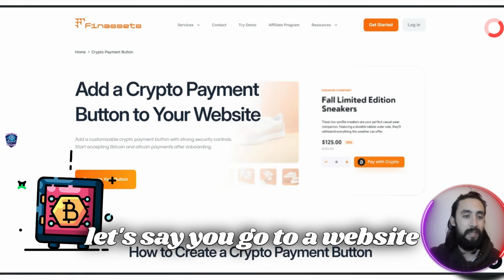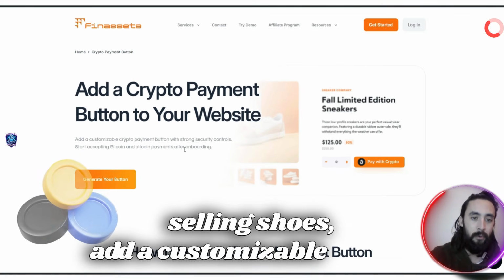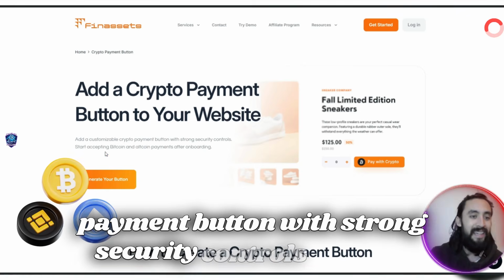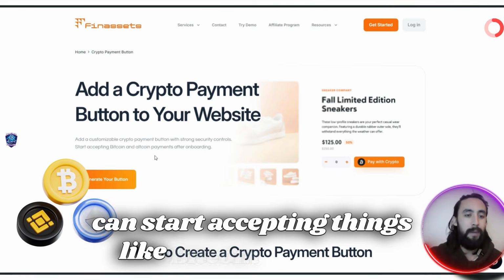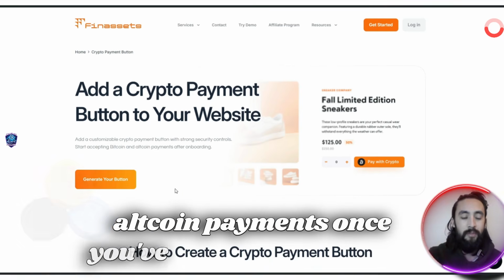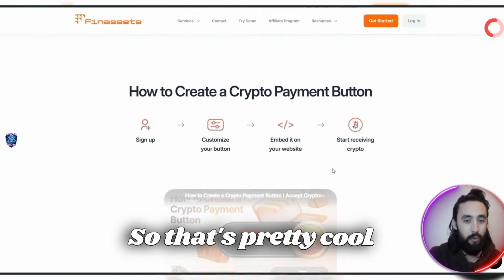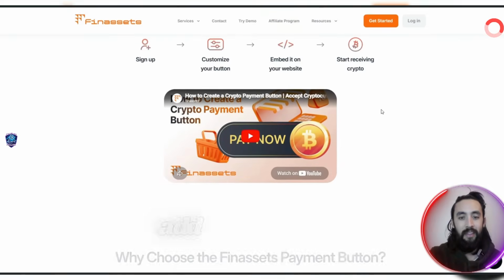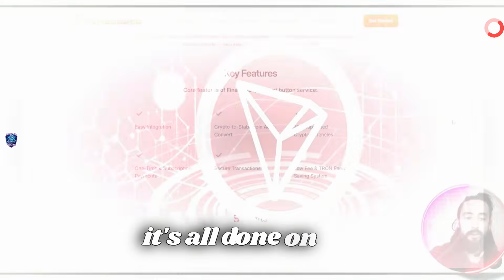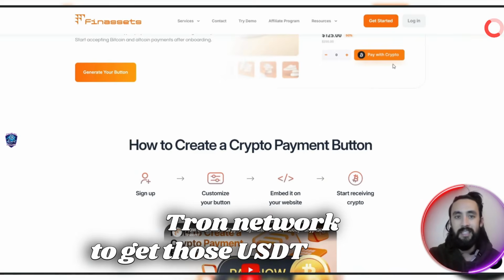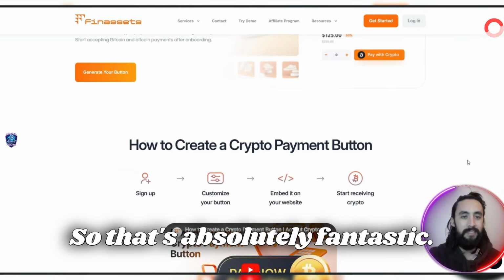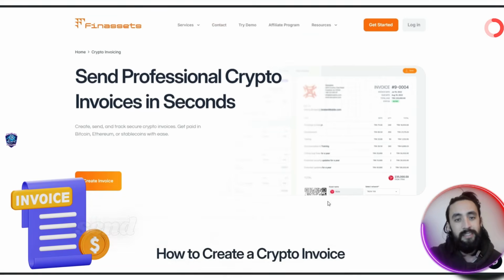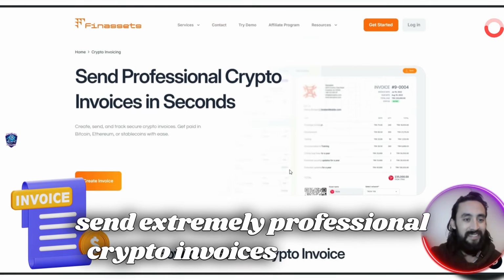Let's say you go to a website selling shoes, add a customizable crypto payment button with strong security controls, and you can start accepting things like Bitcoin and other altcoin payments once you've onboarded. That's pretty cool. It walks you through how to add that button to your website. And it's all done on the Tron network to get those USDT savings, so that's absolutely fantastic. You've got your invoicing here, so you can send extremely professional crypto invoices in seconds.